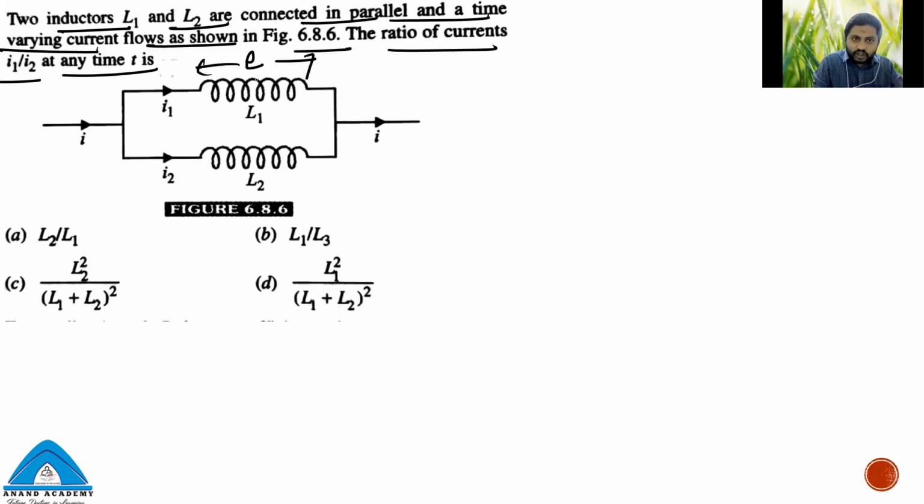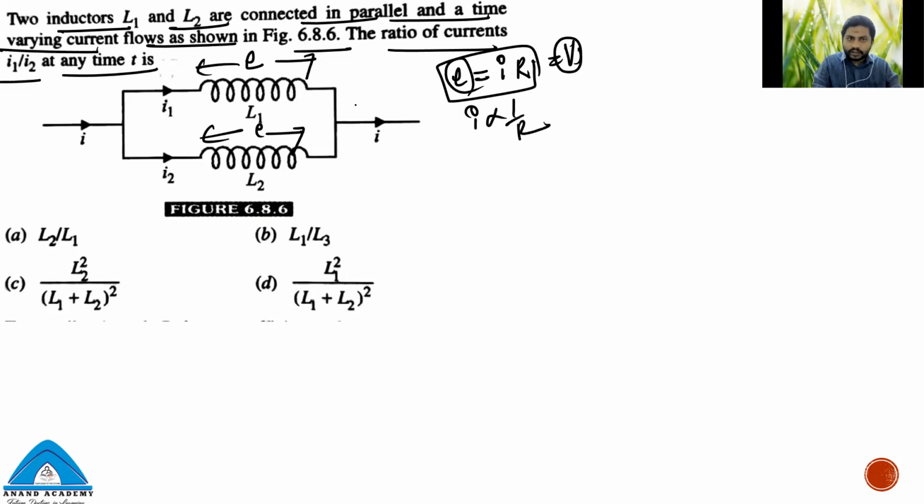The potential across this is the induced EMF, and the potential across this is also the induced EMF. That's constant. So when you write V is equal to IR, when V is constant, I is inversely proportional to R. In this case, I is inversely proportional to L. So I can write I1 by I2 is equal to L2 by L1. No confusions.